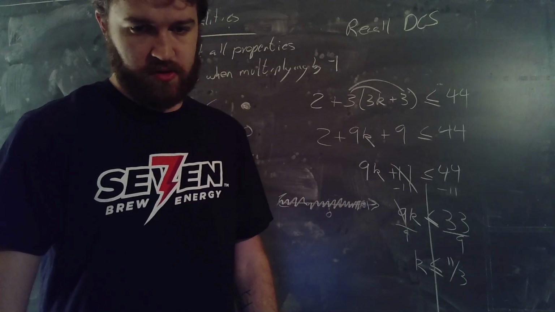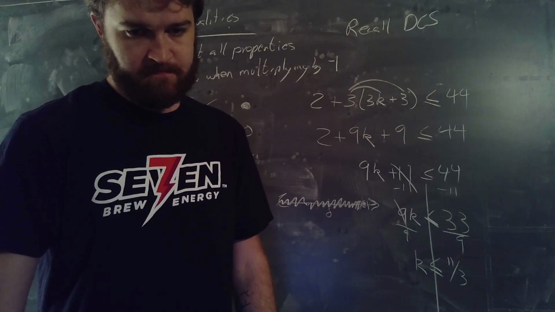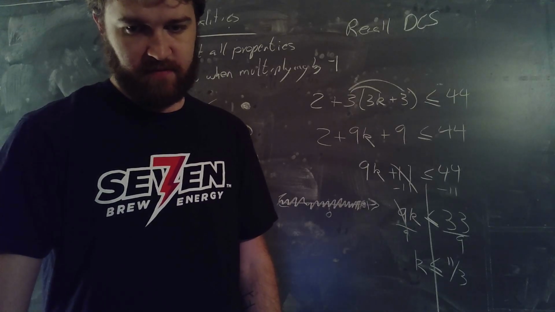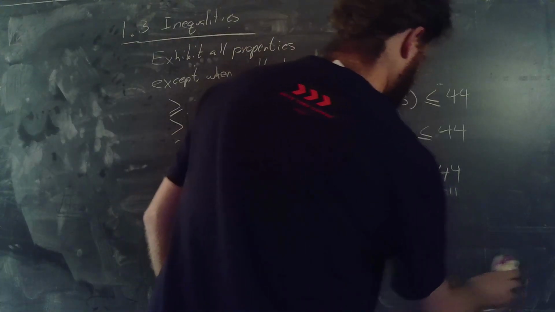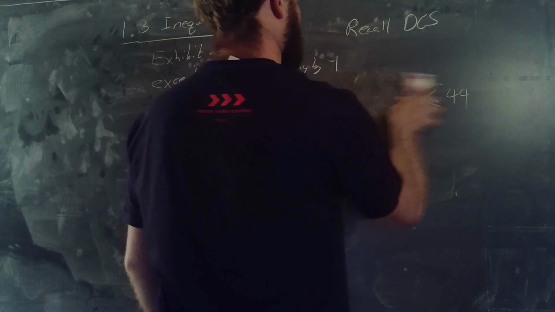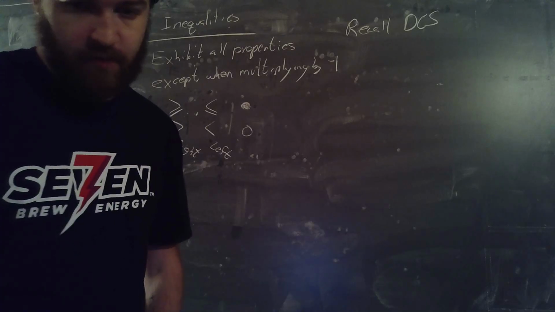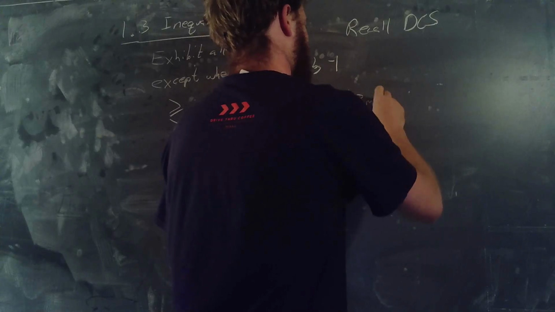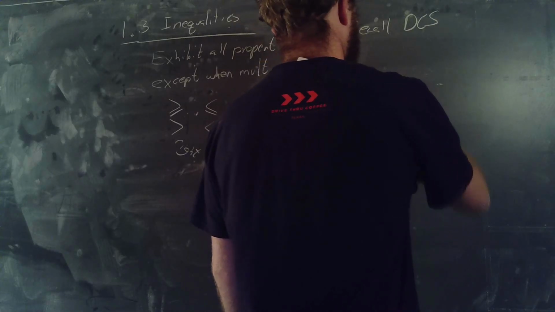Okay, let's do one that involves a flip. Okay, so we'll do this next example here, clean up the board. In this example, we will have 4 times the quantity negative 3m plus 4 is less than 52.